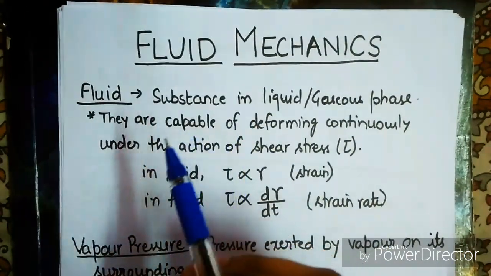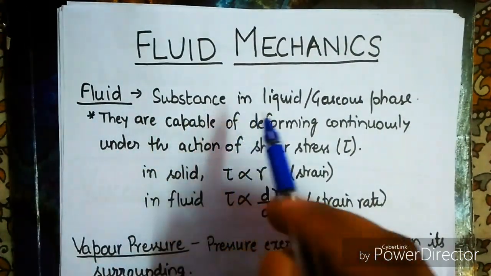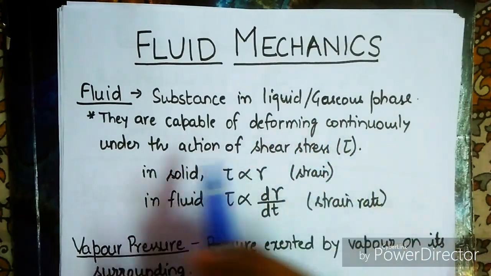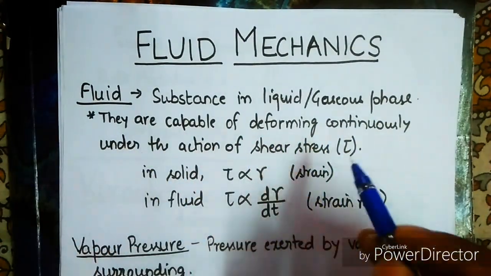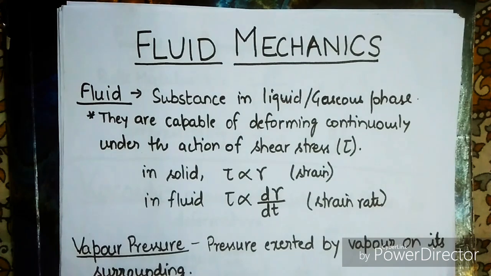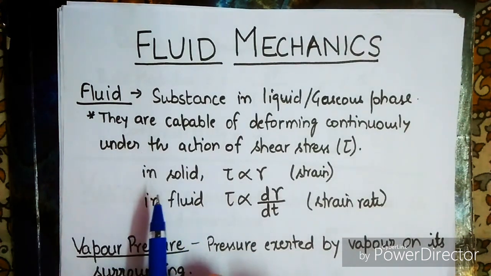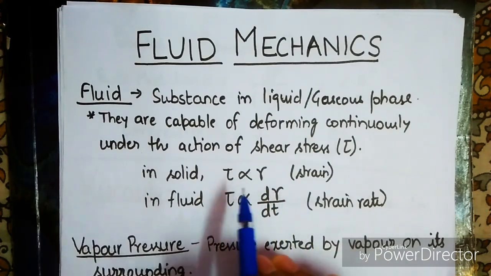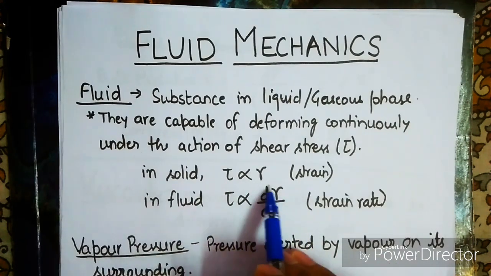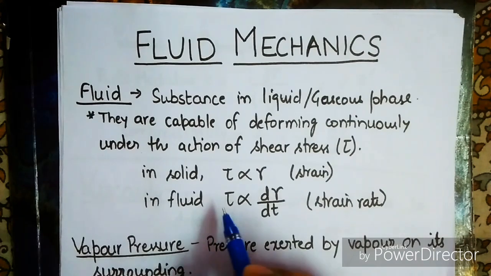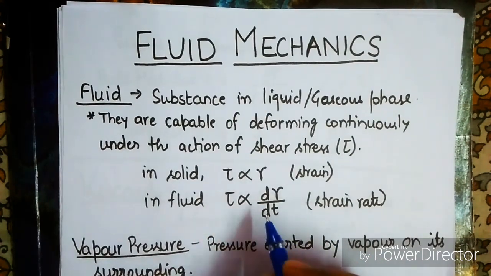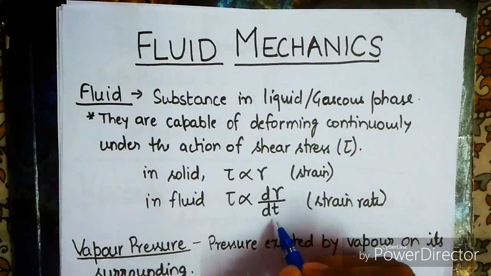Now what is a fluid? Fluid is a substance in liquid or gaseous phase. They are capable of deforming continuously under the action of shear stress. Fluid may be a gas or a liquid. Now in solid, the shear stress is directly proportional to strain. We are very much familiar with this. But in fluid, the shear stress is directly proportional to the strain rate, that is the rate of change of strain with respect to time.